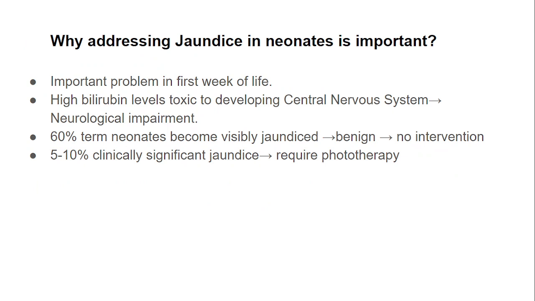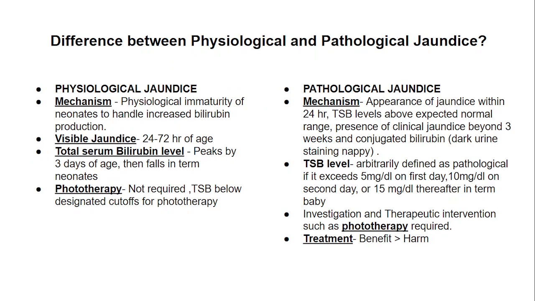Why is it important to address neonatal jaundice in neonates? Because it is one of the important problems of neonates. High bilirubin levels are toxic to the developing neurological mechanism or the central nervous system of the neonates. 60% of term neonates are visibly jaundiced and no intervention has to be taken for that, whereas the 5 to 10% with clinically significant jaundice may require phototherapy.